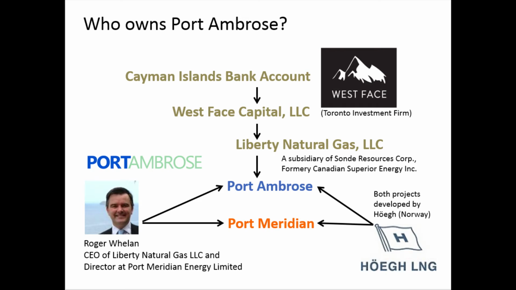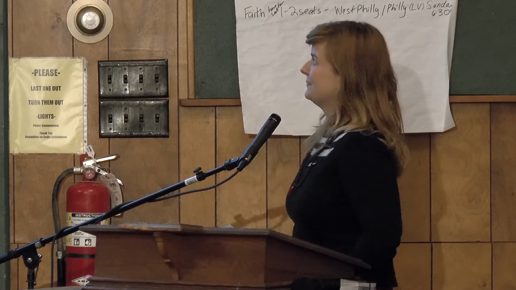Now, that sounds kind of peculiar. They're both filing for import licenses. However, we know this guy, Roger Whalen, is very clever. He knows that getting an import license for Port Ambrose is a lot easier than getting an export license. So all he has to do is file for an import license, get that, and flip it to export without public input. That's just how our laws work. They work in Roger Whalen's favor.